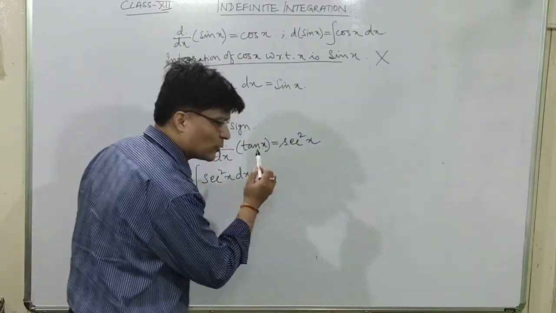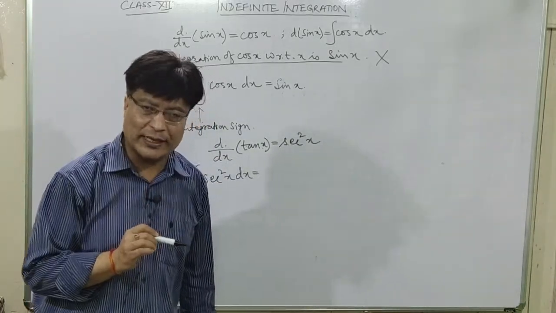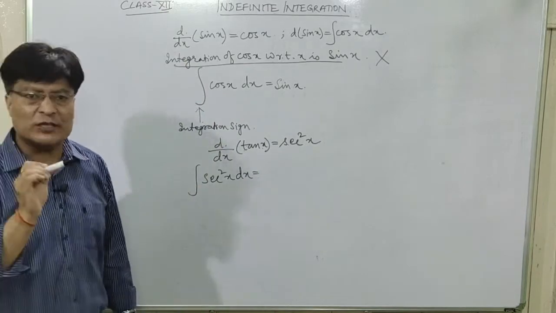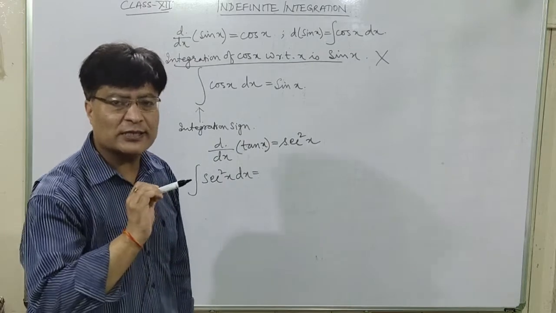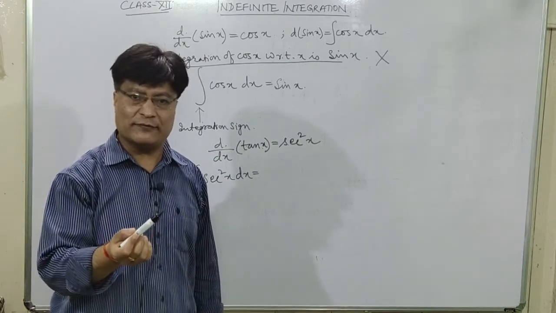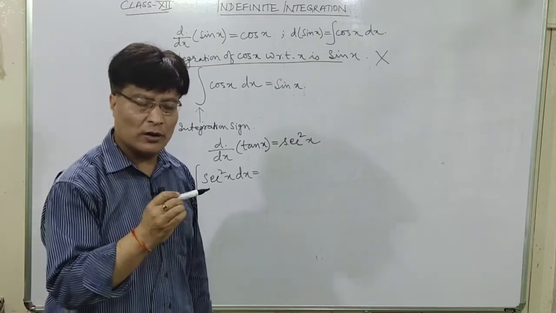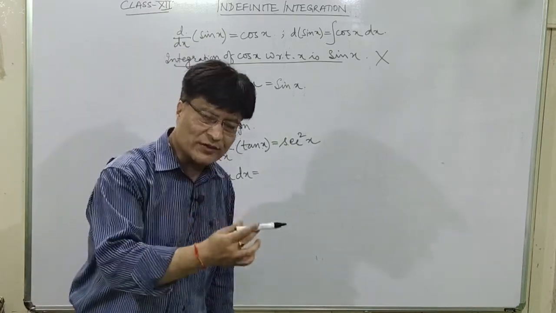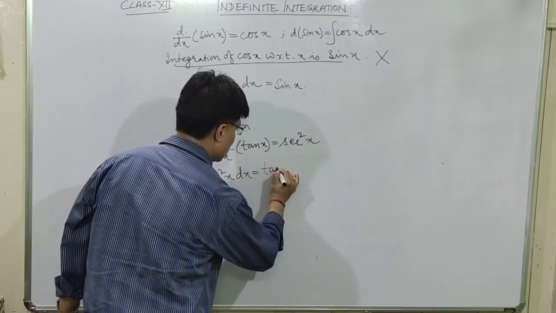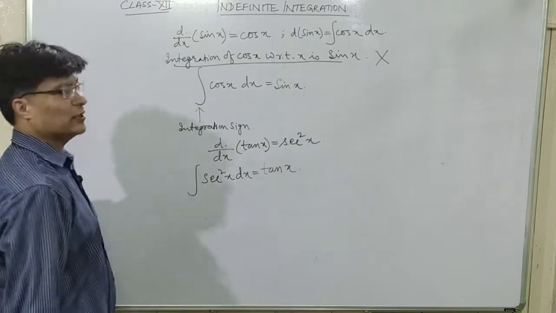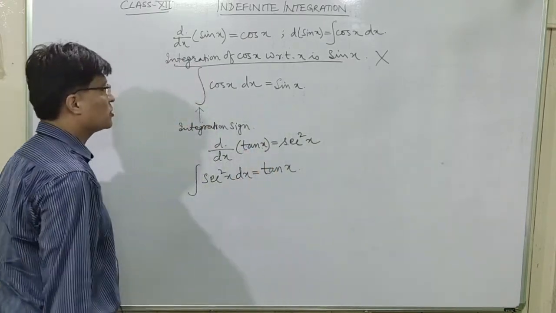Suppose integration of sec square x dx is there. Okay? Now differentiation of which function is sec square x? Differentiation of which function is sec square x? That is your tan x. So here we write tan x. Okay?